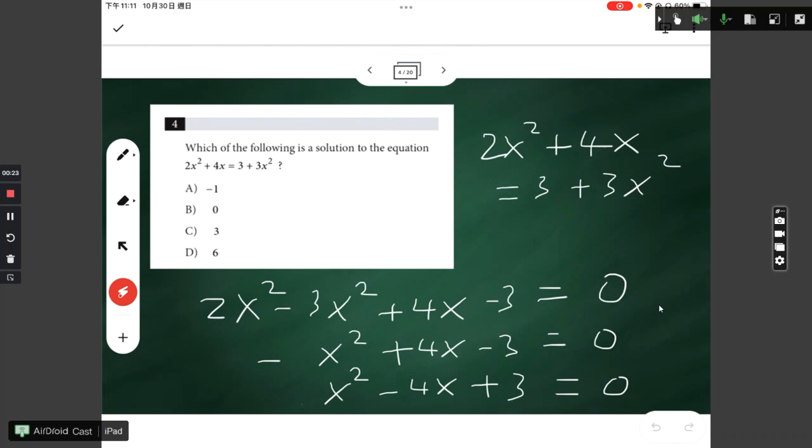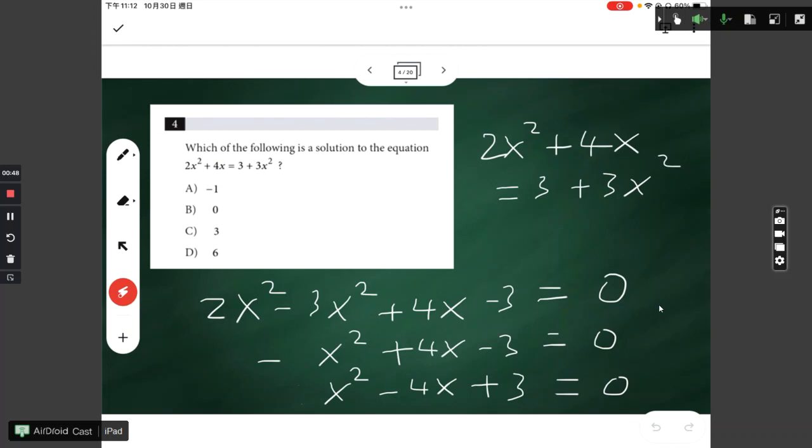So this question wants us to find a solution to the equation 2x squared plus 4x equals 3 plus 3x squared. So this is a quadratic equation. We want to rearrange the terms so that it is going to look more familiar.